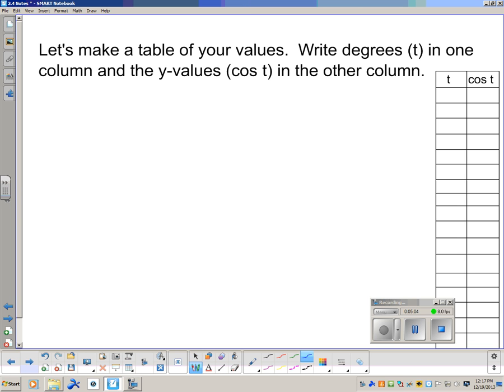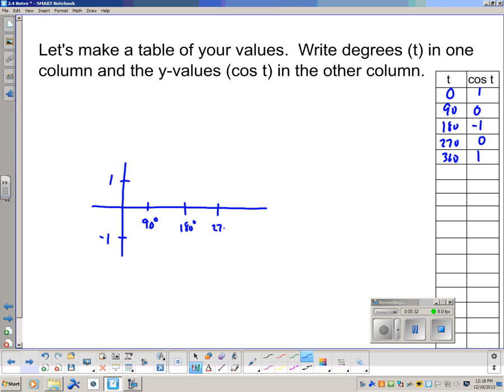So cosine, again, I'm just going to pick my same nice values I did before. 0, 90, 180, 270, 360. Cosines of my x values. So I've got 1, 0, -1, 0, 1. So graphing this one out, 1, -1, 90, 180, 270 degrees, 360 degrees. Let's plot this one. So starting up here, this time it's 0, 1, 90, 0, 180, -1, 270, 0, 360 is up there at 1. Connect those.